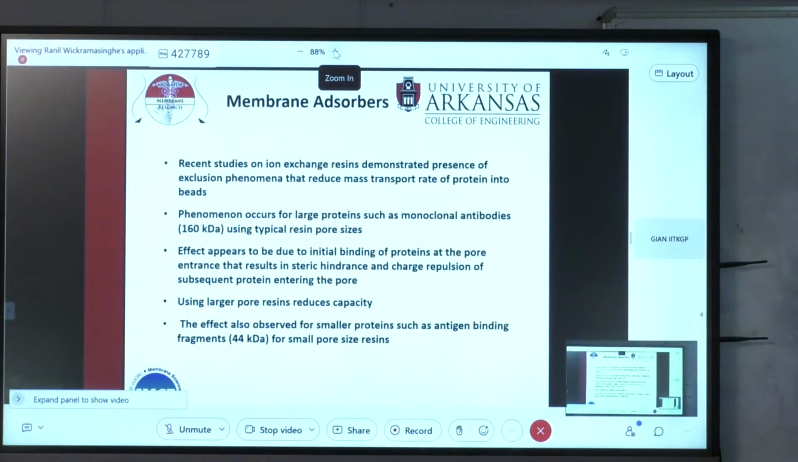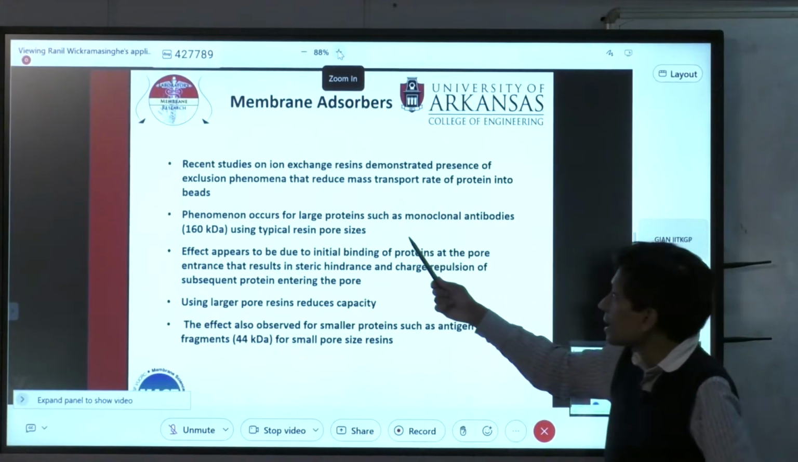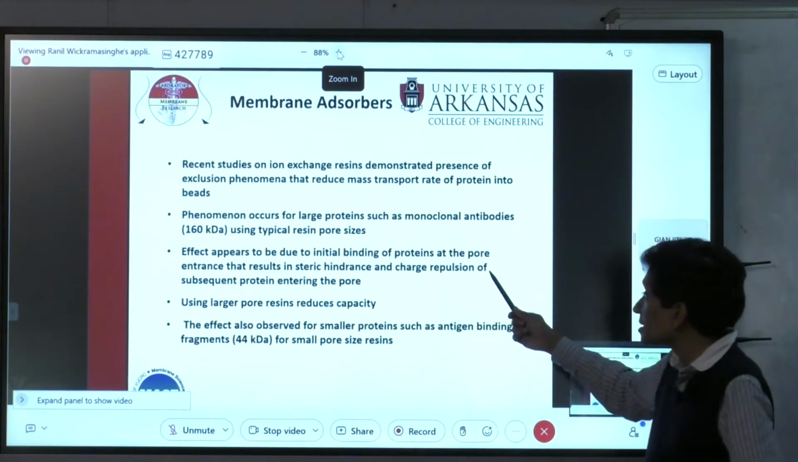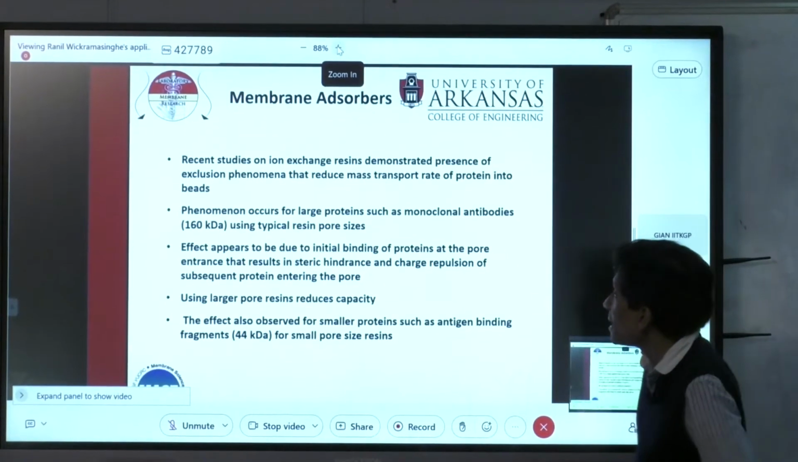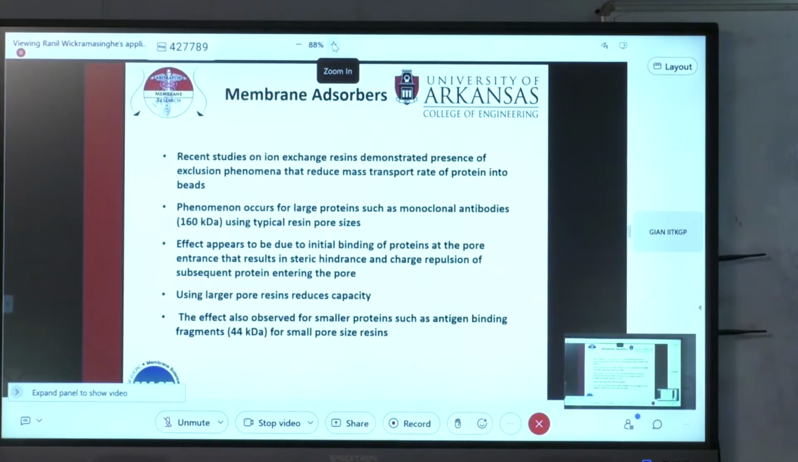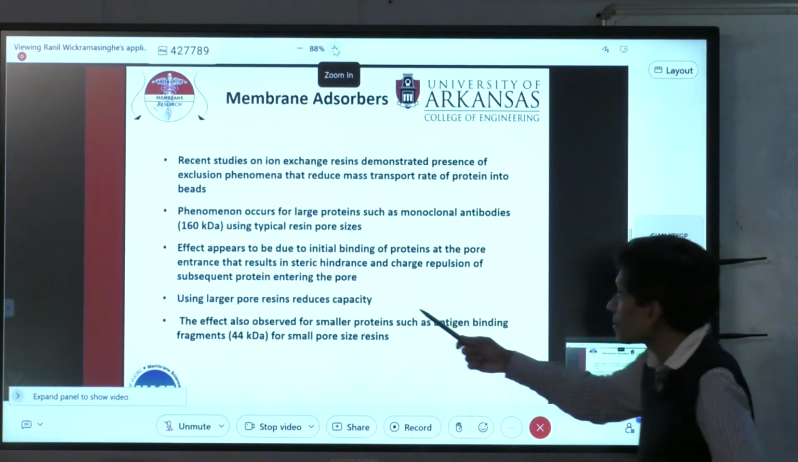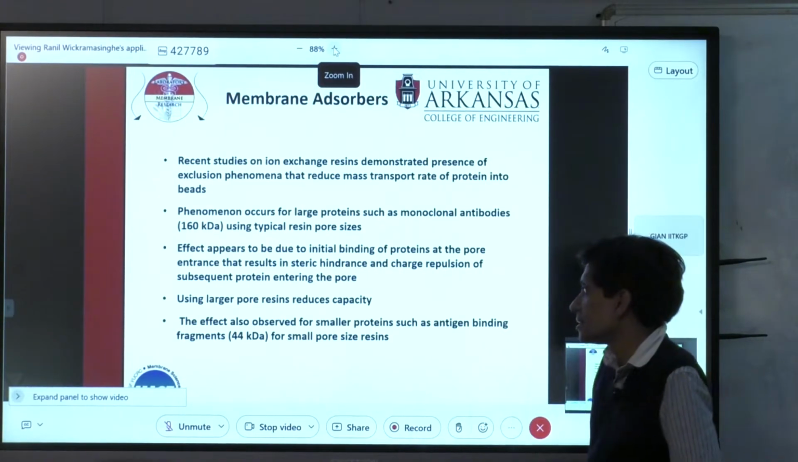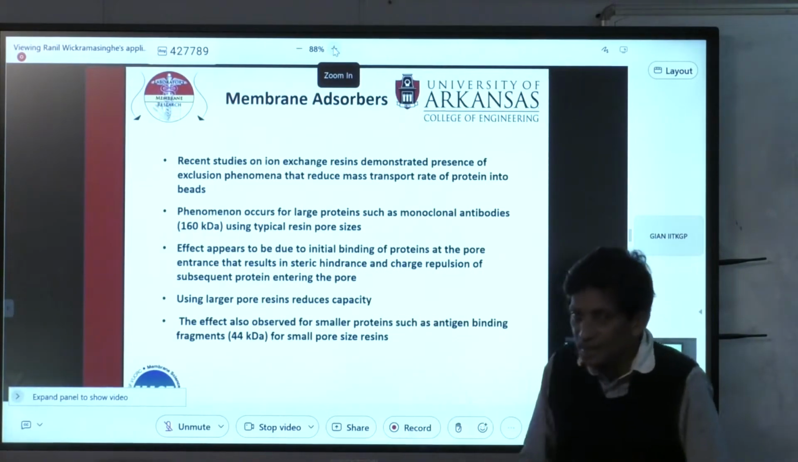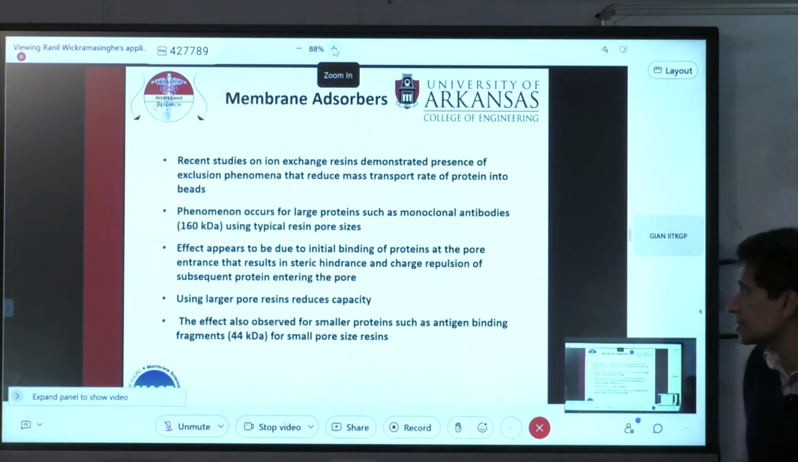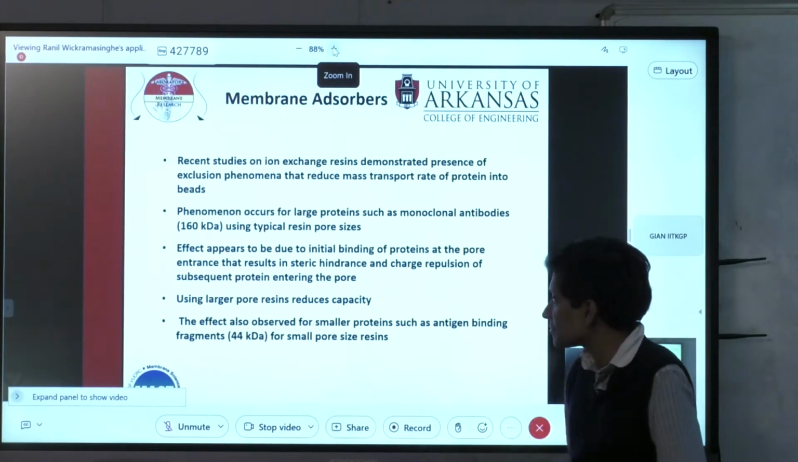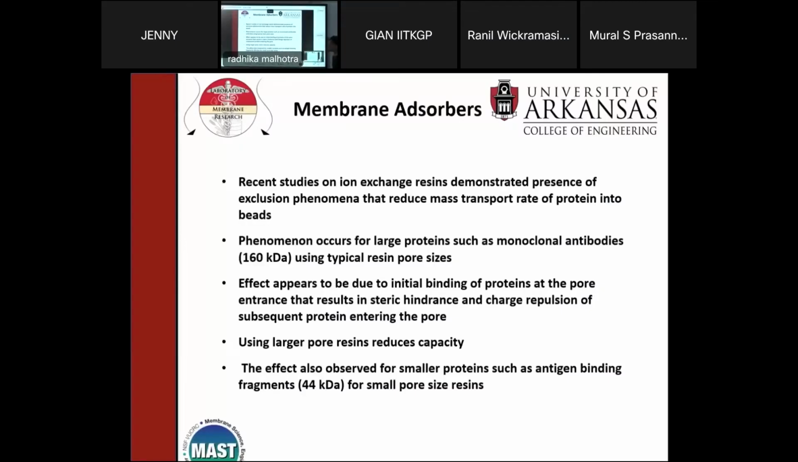The phenomenon occurs for large proteins such as monoclonal antibodies when using typical resin pores. The effect seems to be due to initial binding of proteins at the pore entrance that results in steric hindrance and charge repulsion of subsequent protein entering the pore. So all of these are limitations for resin columns. Using large pore resins reduces capacity. Of course, you get around it by using larger pores and you drop in capacity. These effects are also observed for smaller protein fragments such as antigen binding fragments, 44 kilodalton, for smaller resin pores. So these are some of the disadvantages for resins.